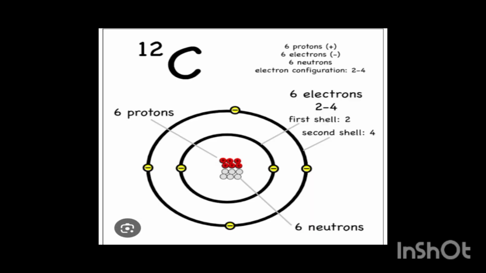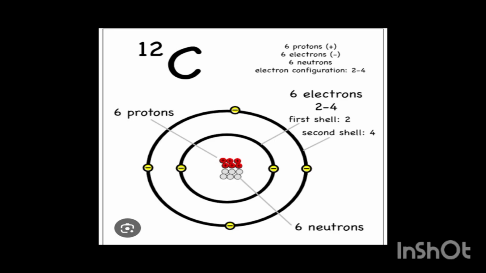Now here we have a carbon atom. In the carbon atom you can see 6 plus signs in the nucleus, which means 6 protons, and 6 without any sign, which means 6 neutrons are present in the nucleus of the atom. In the first shell, you can see there are 2 electrons present, which means it's obeying the duplet rule. And in the second shell you can see there are 4 electrons present.